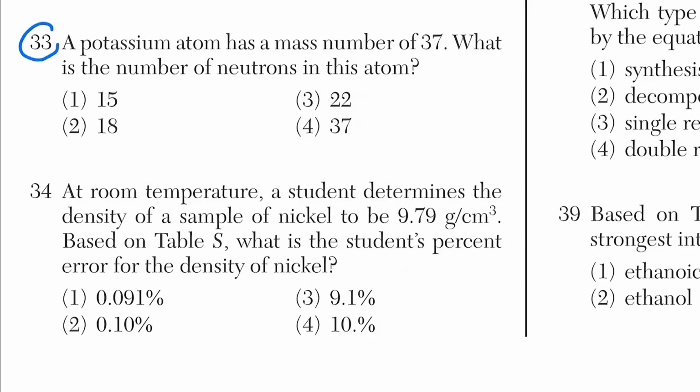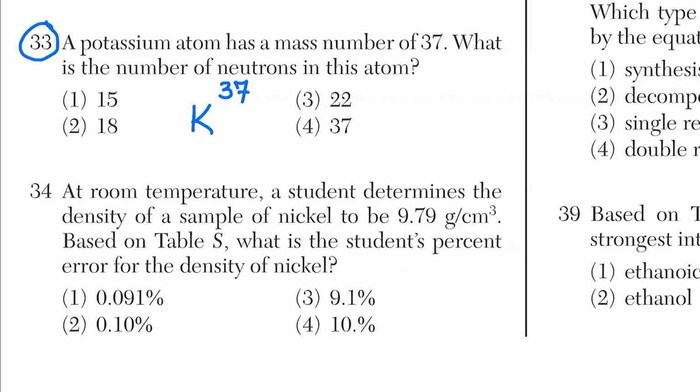Number 33. It's really important to know where you are in this test. So if we're starting in the early 30s here, we're doing the B1 section. You should know that this test goes in order of atomic structure. So here we are with atomic mass number. I'm sorry, a potassium atom has a mass number of 37. What they're telling you is potassium has a mass of 37.